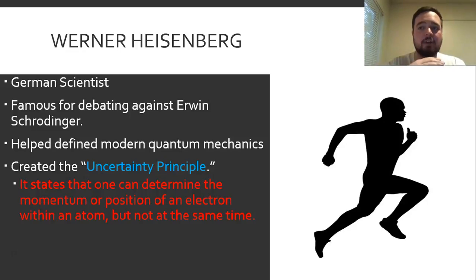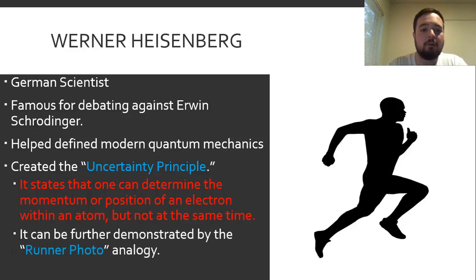So he said that you can determine either the position or the momentum at one time, but you cannot determine both at the same time. So that's what the uncertainty principle is. It can be further demonstrated by the runner photo analogy that I just told you about. All right, so that's it for that.